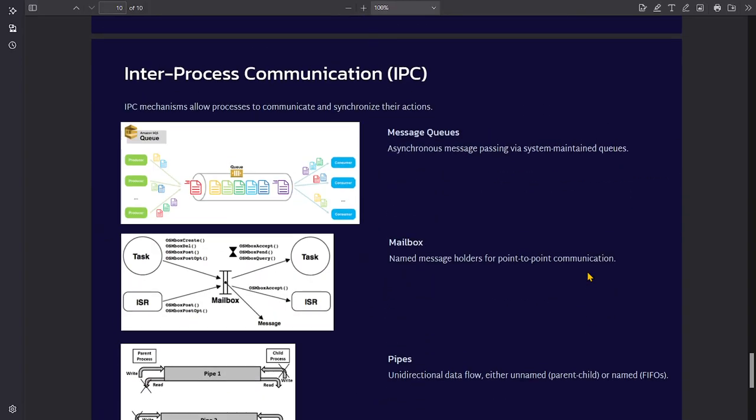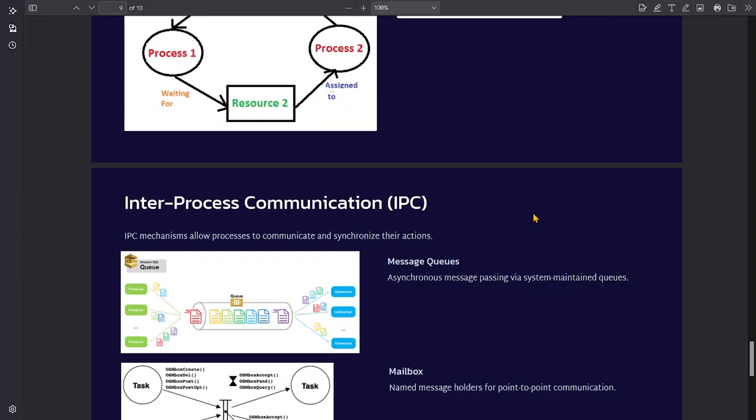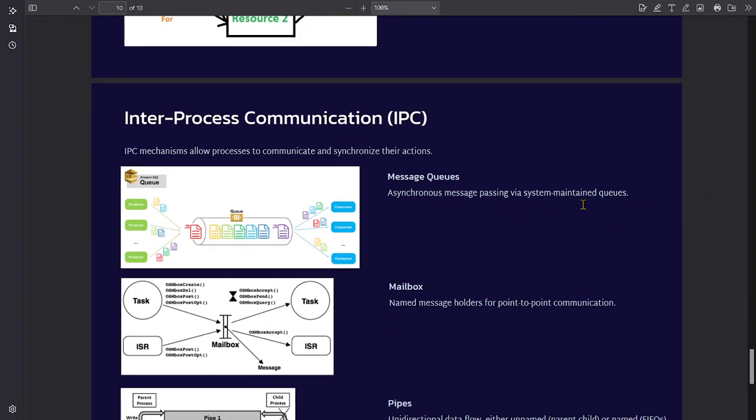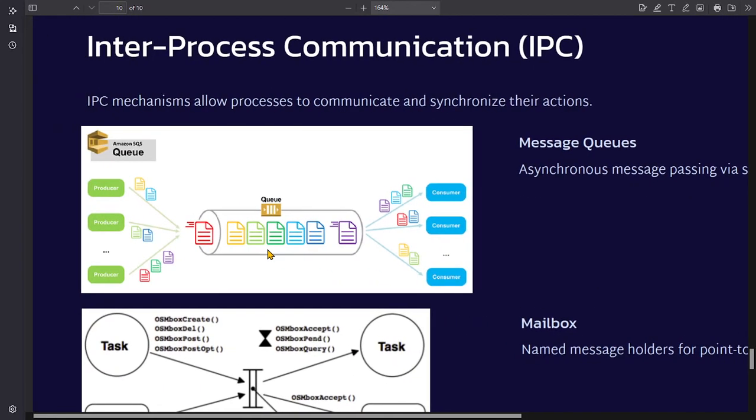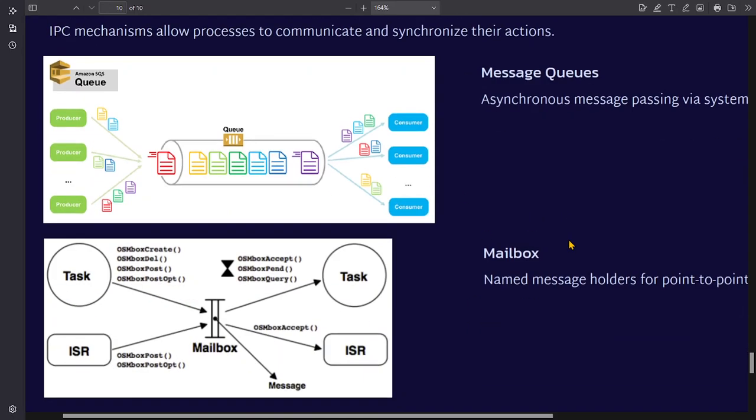Now we go through the final slide, inter-process communication. It is essential for coordination and data sharing between processes. Message queues let tasks exchange data asynchronously. Over here, you can see through the diagram, you can asynchronously share the data between the consumers. None of the producers is dependent on the other. They can send it in a single queue and send it out to the other end to the consumers.